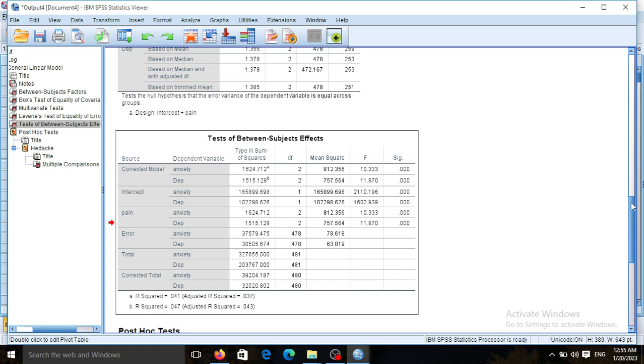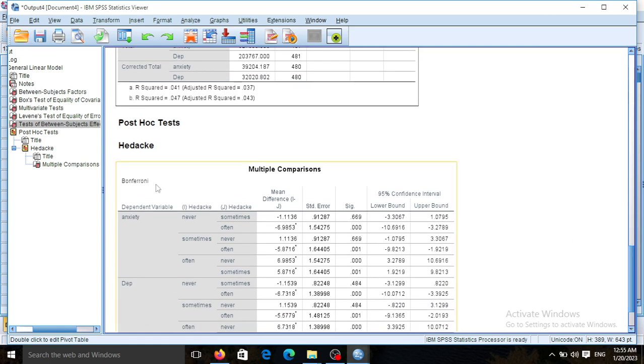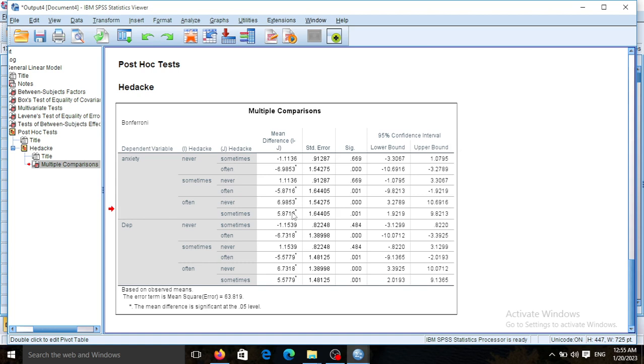Then I need to run the post hoc tests and measure which one of the subgroups are significantly associated. As you can see here, for anxiety, those who had never headache are significantly different from those who had often headache, and we can also see there are asterisks here showing the significant associations.